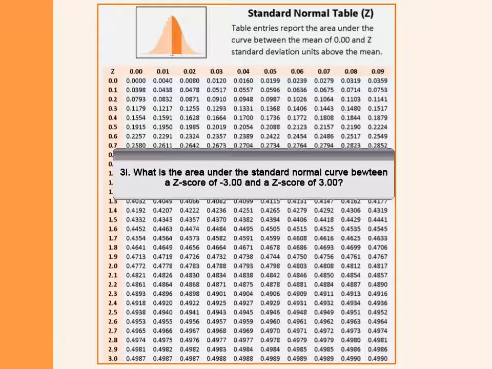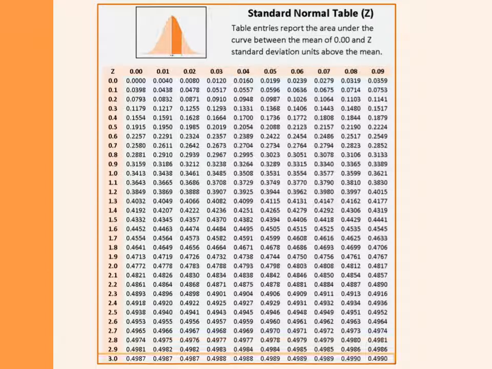For the last problem in this set, we are to find the area under the standard normal curve between a z-score of minus 3 and a z-score of 3. Looking up a z-score of 3.0, we see that the area between a mean of 0 and a z-score of 3.0 is 0.4987.